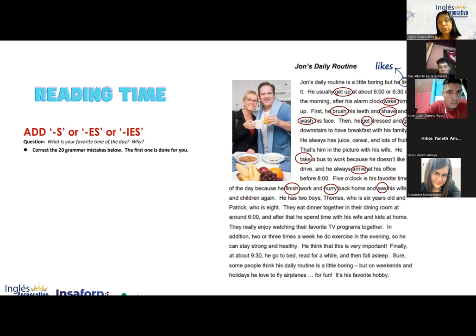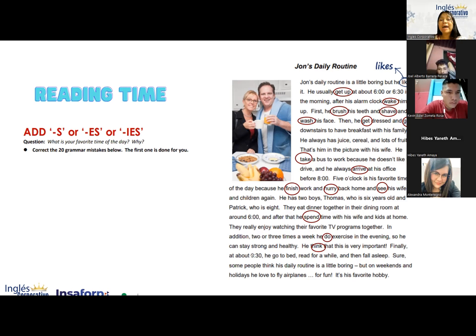He has two boys, Thomas, who is 6 years old, and Patrick, who is eight. They eat dinner together in their dining room at around 6. And after that, he spends time with his wife and kids at home. They really enjoy watching their favorite TV programs together. In addition, 2 or 3 times a week, he does exercise in the evening so he can stay strong and healthy. He thinks. Yeah, with the letter S, that this is very important.